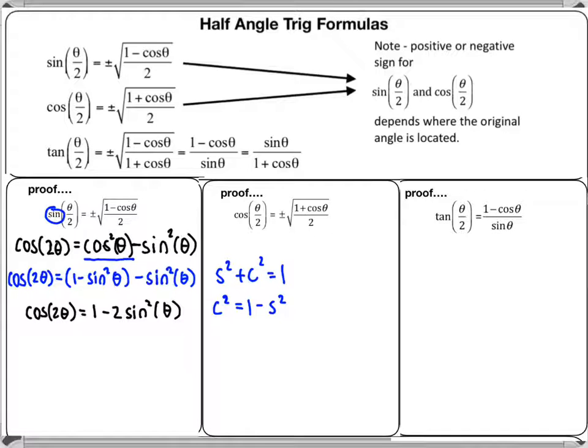Now what I want to do is get sine squared theta all by itself. So I'm going to subtract 1, and I'll show all the steps on that. I subtract 1 and divide by negative 2. So sine squared theta is going to equal cosine 2 theta, subtract the 1 and divide by a negative 2.